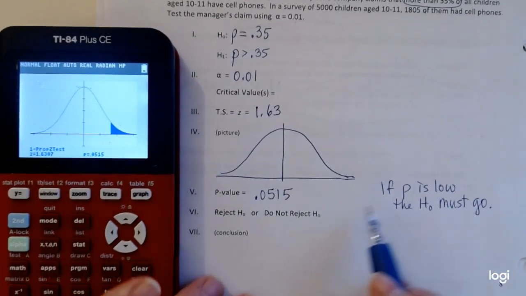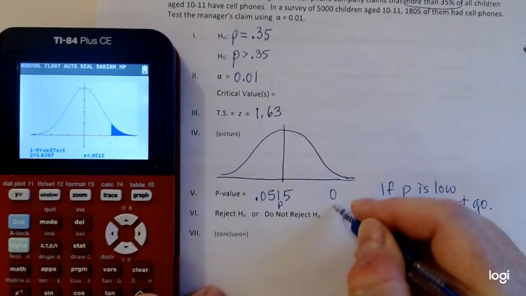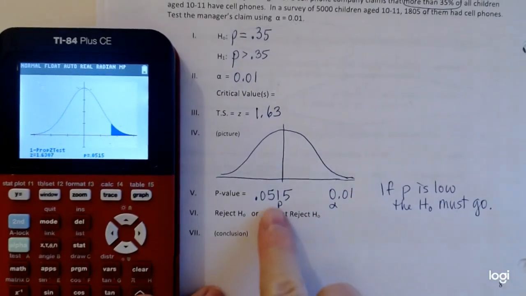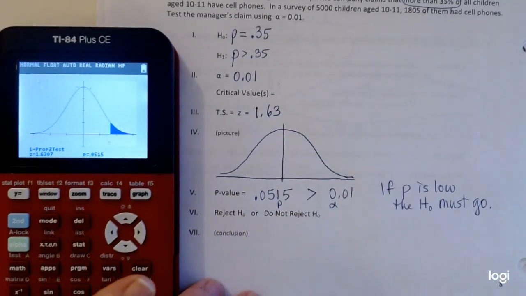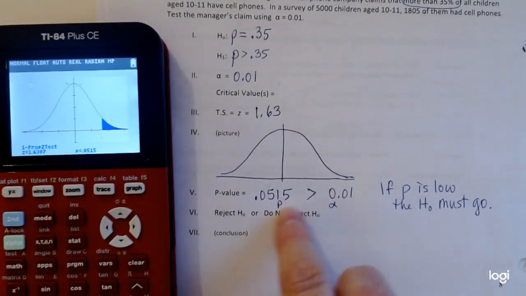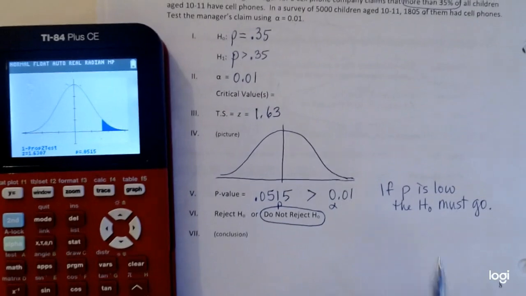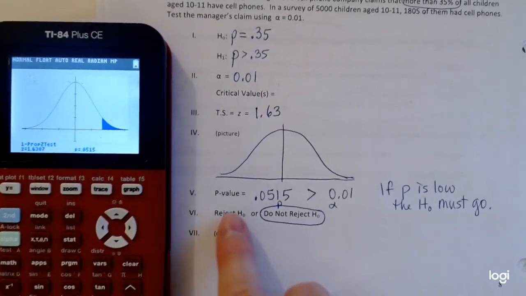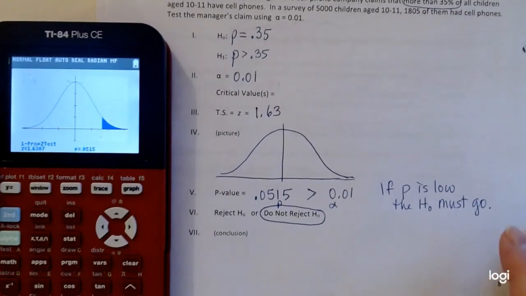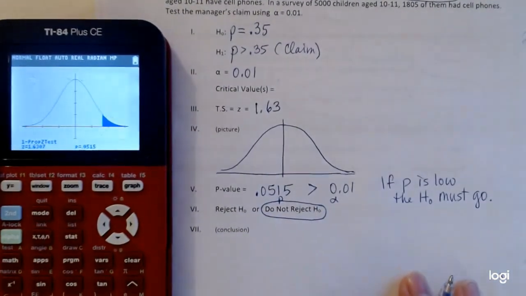So we're going to look at the p-value compared to alpha. Alpha was 0.01, and we can see that 0.0515 is greater than alpha. So p is not low, it's greater than alpha. So if p is not low, then we do not reject. If p is not low, it doesn't have to go. So we keep H naught. The evidence did not support the alternative hypothesis, which was the claim. Remember, this is the claim. And so we do not reject.